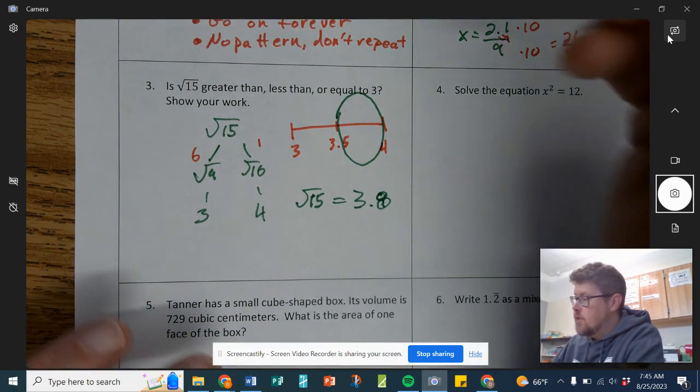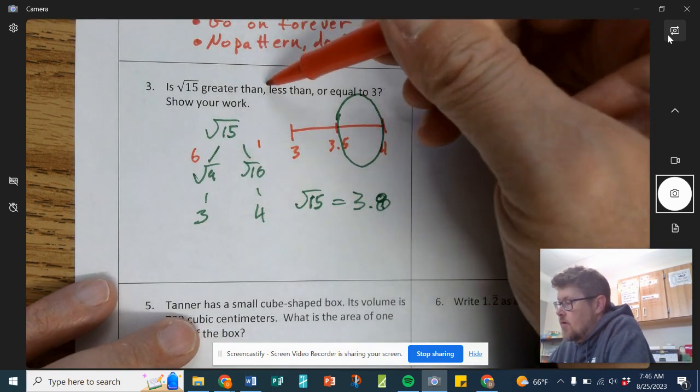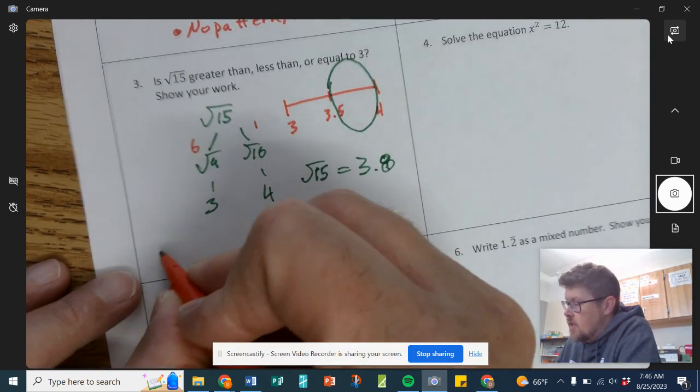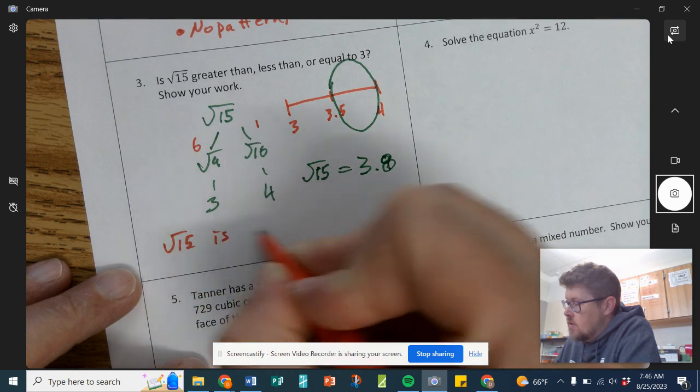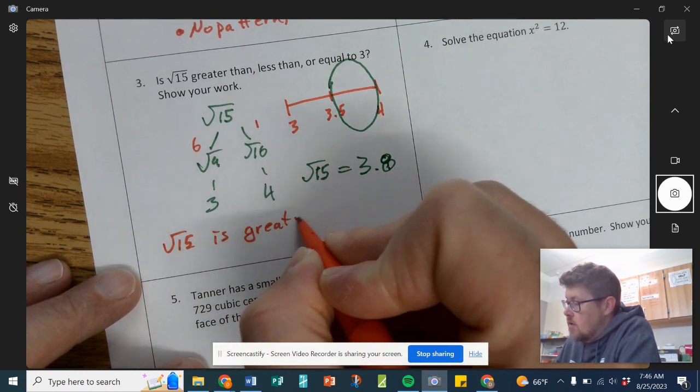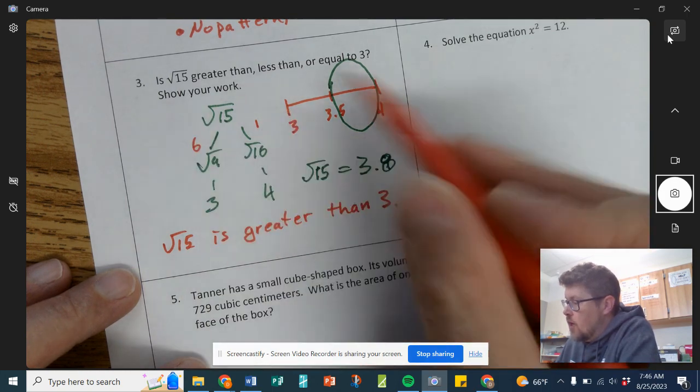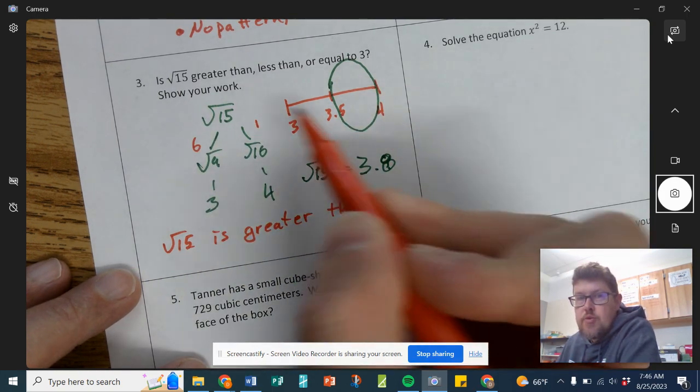So now we can answer the question. Is the square root of 15 greater than, less than, or equal to 3? Well, 3.8 is greater than 3. So we would say the square root of 15 is greater than 3. When it says show your work, this is your work to prove that.